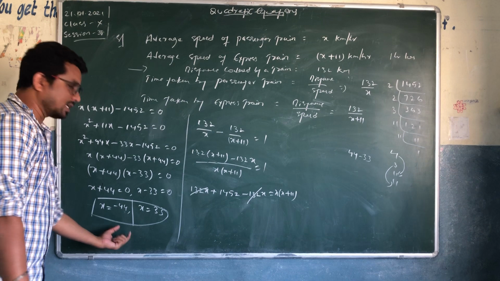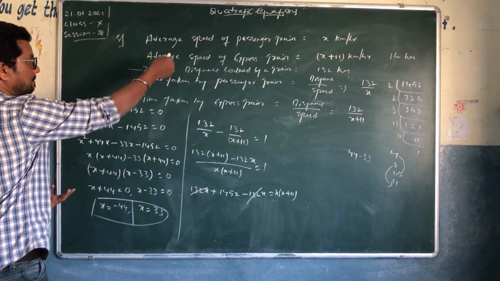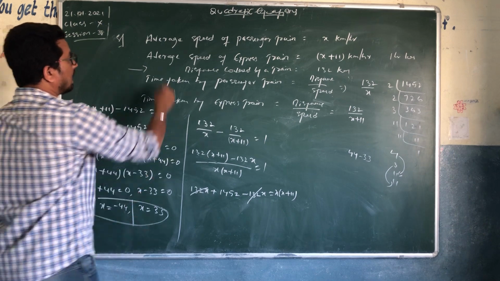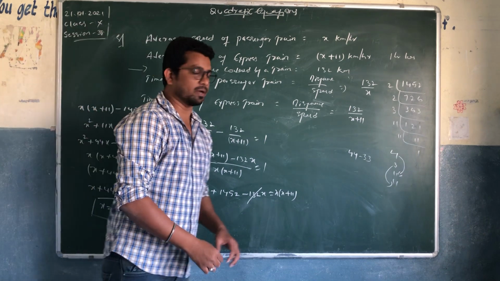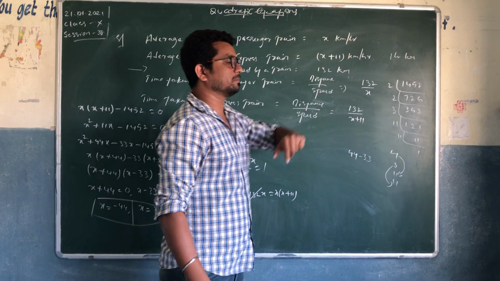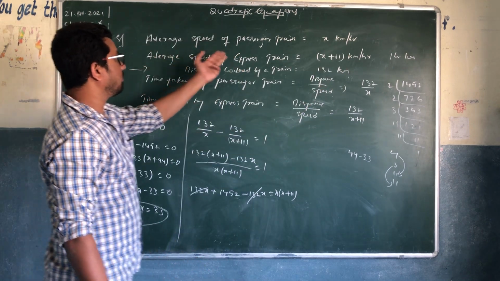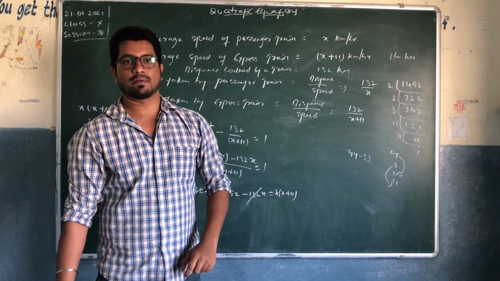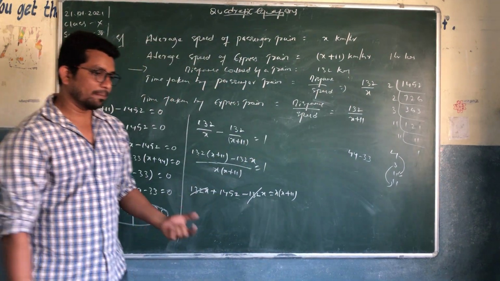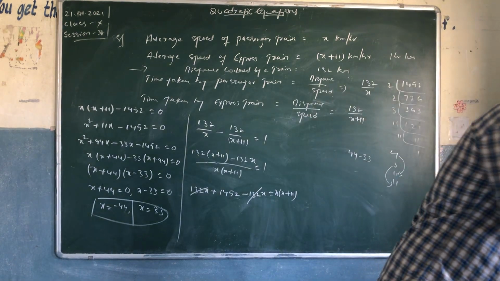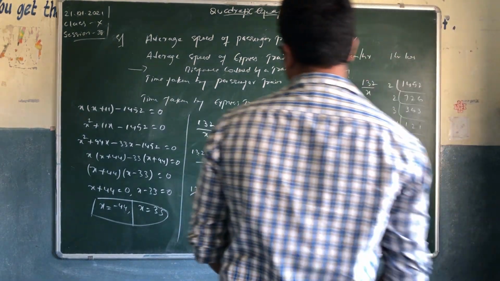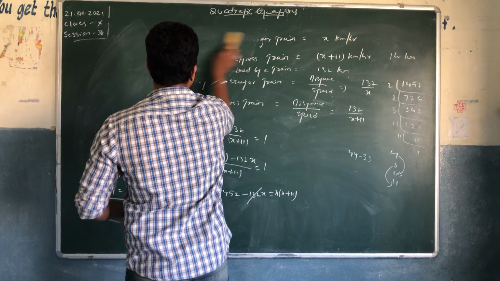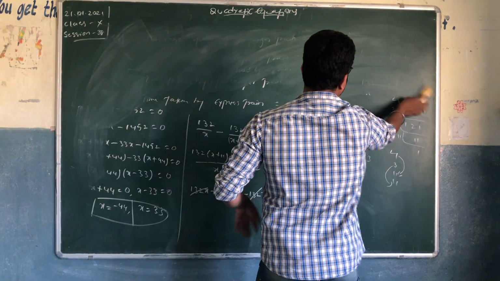After this, write down two steps. The same steps, just keep therefore. And right after this, average speed of passenger train is 33 kilometers per hour, and therefore average speed of express train is 33 plus 11, 44 kilometers per hour. So this is your sum number 10. Now let us see sum number 11. Hope you understood this. Just reach out to me if you have any doubts.